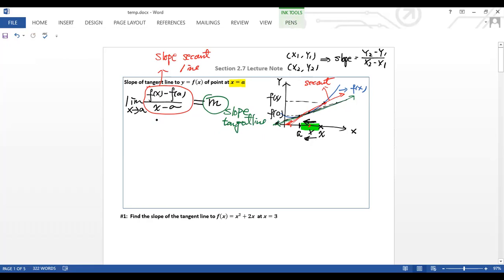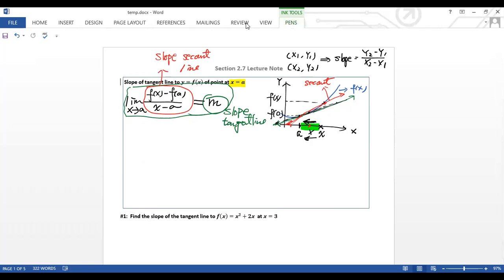So this is where the limit comes into play, right? We spent like five lectures talking about the limit. This is where limits come into play. So when you push this line closer and closer, this red line is going to gradually become this green line here. So that's why the slope of the tangent line is the limit when x approaches a, when x gets closer and closer to a, right?